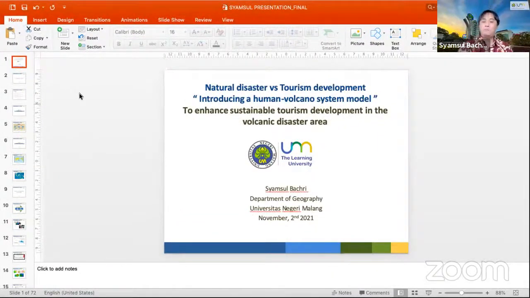So today I will share about the general theme of natural disaster and tourism development. But in the specific theme, I will try to introduce to you a model called the human volcano system model. This model is really in the disaster area actually, but in the end, it can be used as input to develop sustainable tourism in volcanic disaster areas in particular. So this is what I want to share with you today.